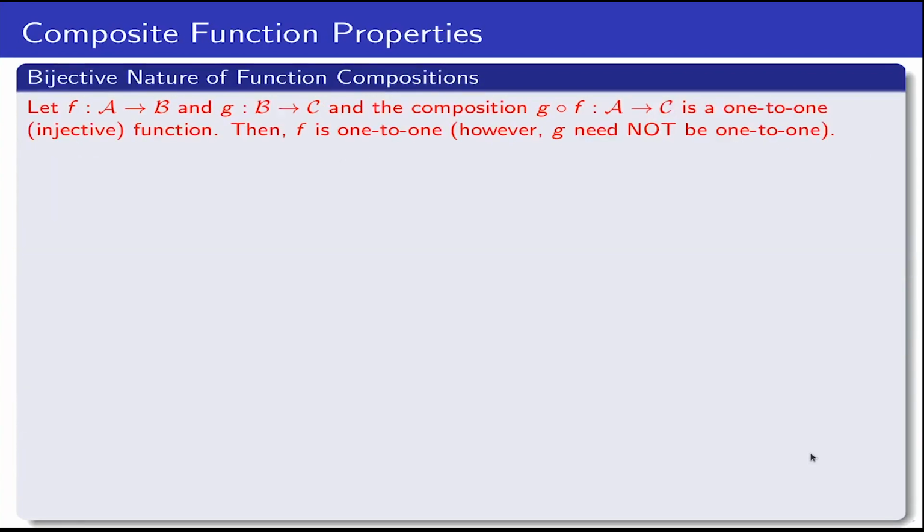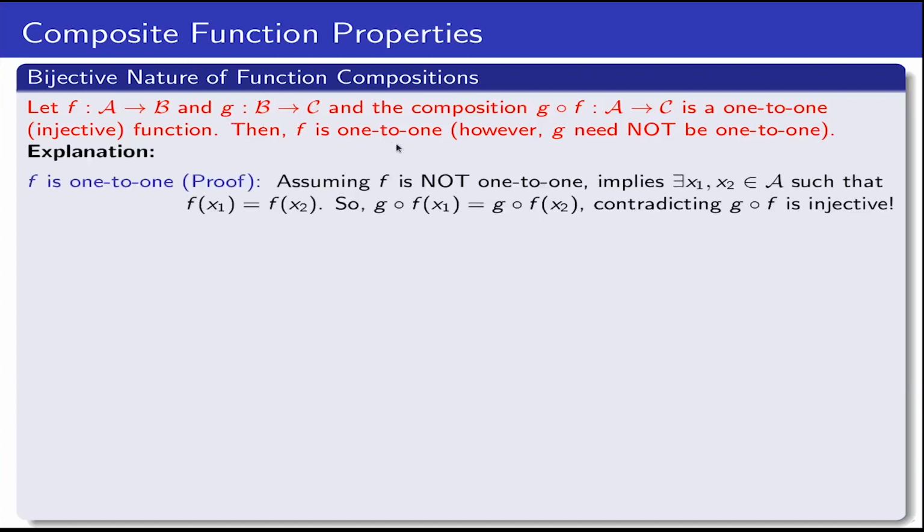Now a little tricky part, the opposite parts. I give you f: A to B and g: B to C and their composition also. And I told you that this composition is 1 to 1. It is interesting to note that if this is the case, then you can prove only one thing to be 1 to 1, that is f, not the other one.